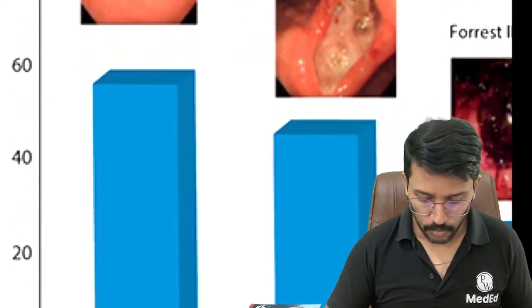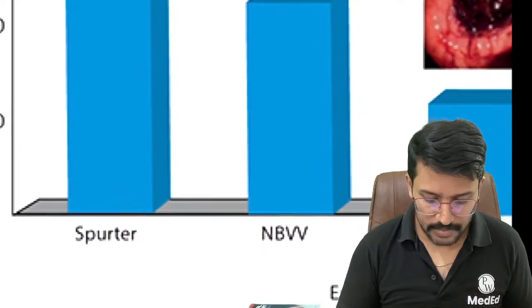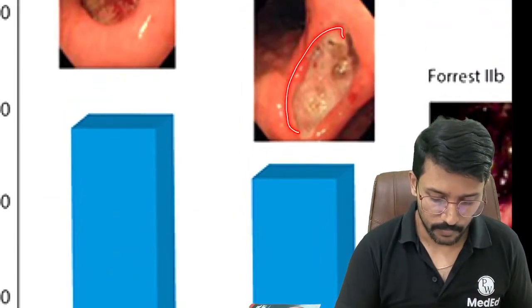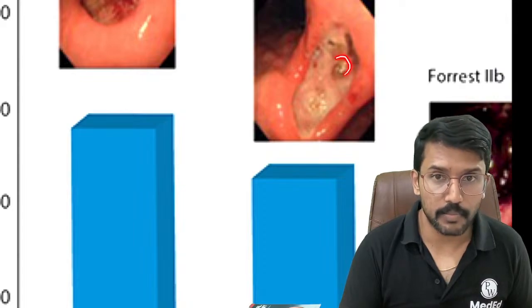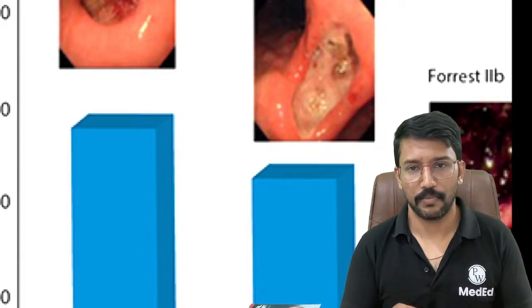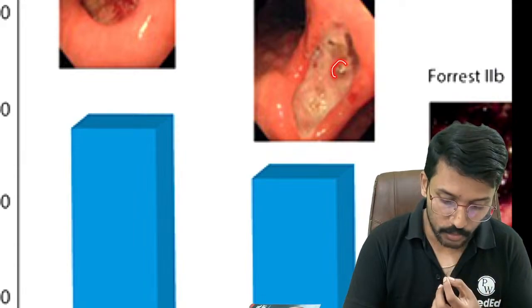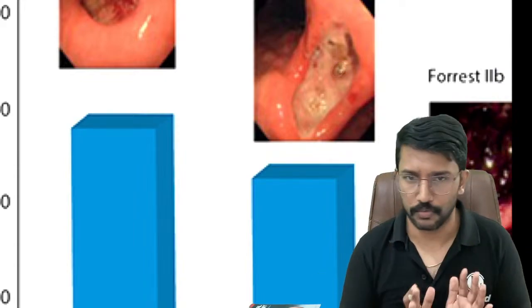Then Forrest class 2A. What do I see in 2A? There will be a visible blood vessel which is not actively bleeding. It means I see an ulcer, and on the base of the ulcer there is a blood vessel which is visible, but it is right now not actively bleeding. But if the ulcer has eroded to reach a blood vessel, it will bleed again for sure, right?